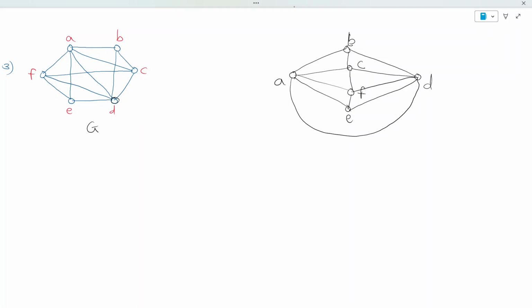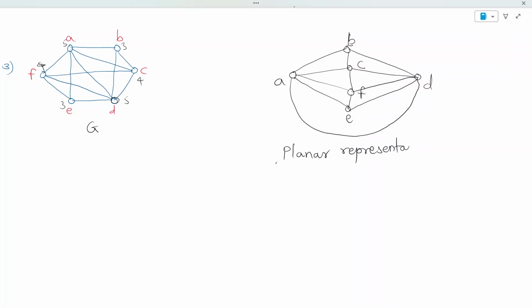Let us check again whether we have drawn the complete graph or not. A has degree 5, B has 3, C has 4, D has 5, E has 4 and F has 4. So A has degree 5, B has degree 3, C has 4, F has 4, E has 4 and D has 5. So we have drawn the complete graph. Complete means entire graph. This is the planar representation of G.